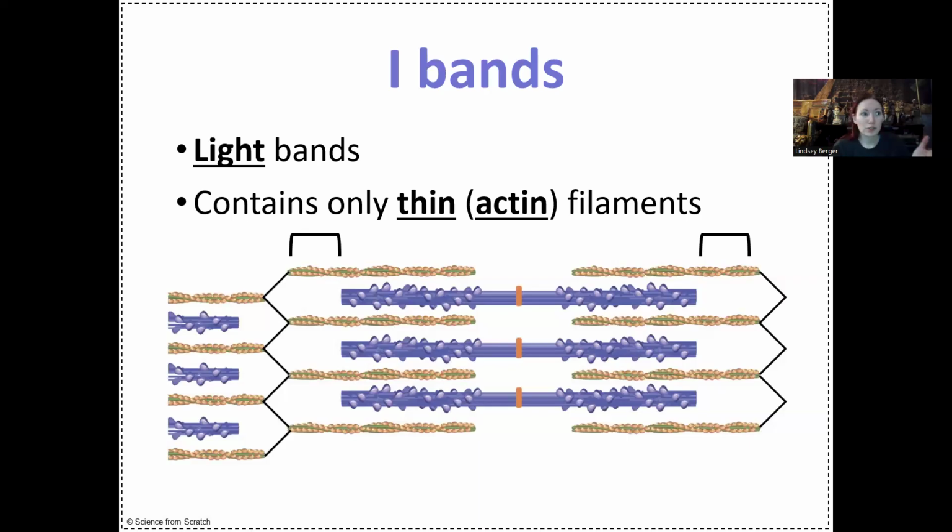Okay, so the light bands are the I bands. So if you look under a microscope and you're trying to see what kind of muscle tissue you have, one of the things you immediately look for is, does it have striations? That's a dead giveaway of which possible ones you're looking at. We haven't talked about it yet, but cardiac muscle would have intercalated discs. That would be the other dead giveaway.